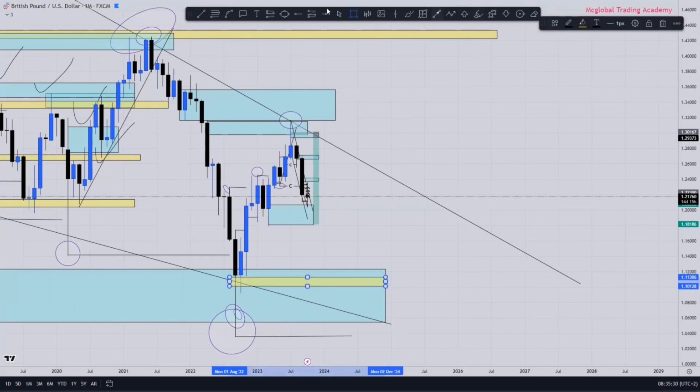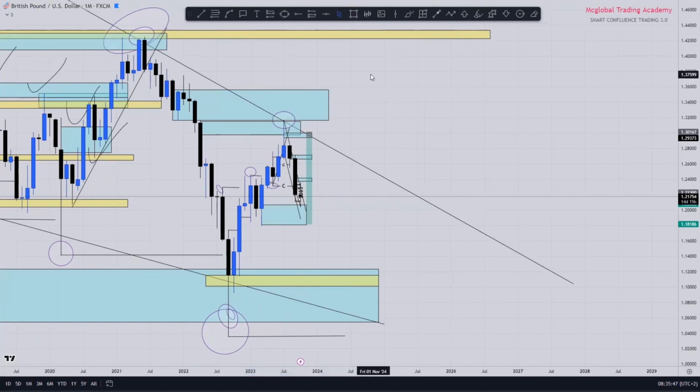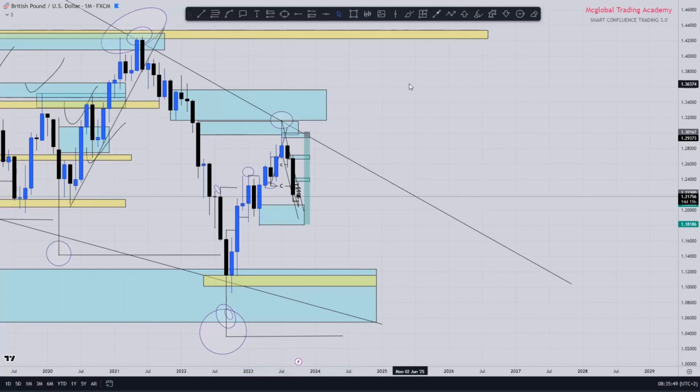So if all you know is trend lines and you don't even understand the real structure, remember that trend lines are trying to show you the direction. They're trying to show you the market structure, but they are not the market structure. So you need to know that difference. So that was also another confluence.